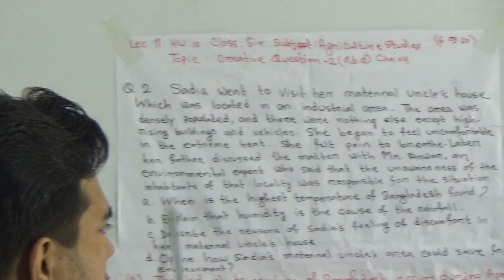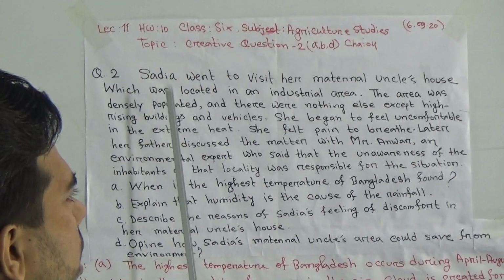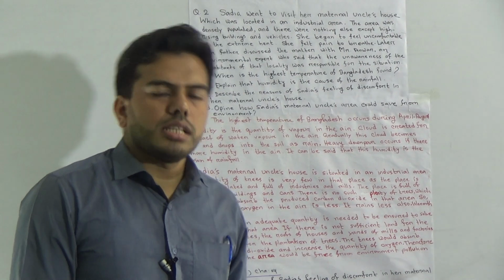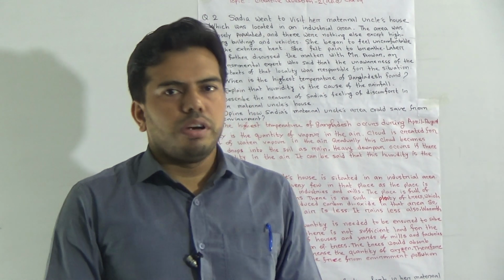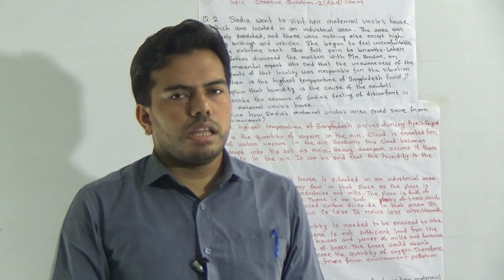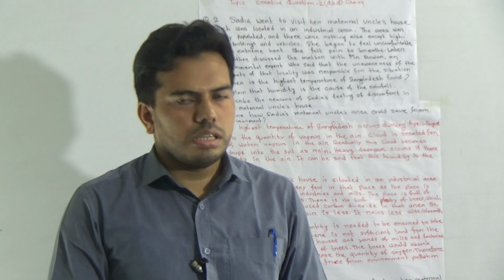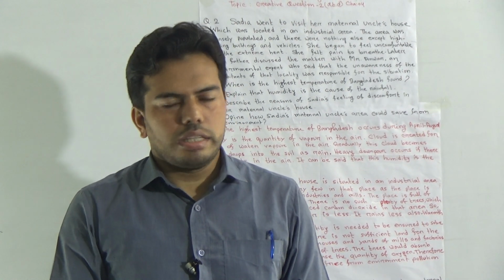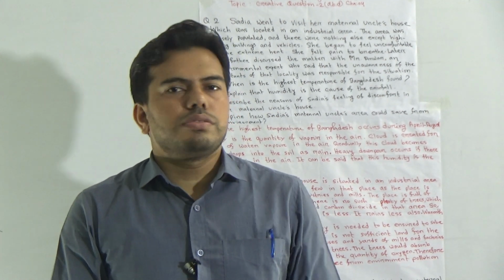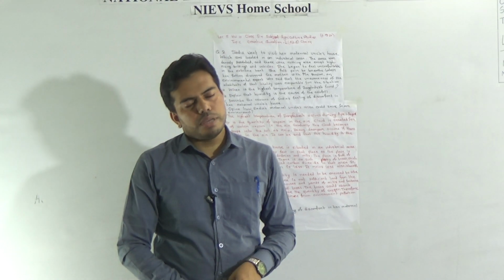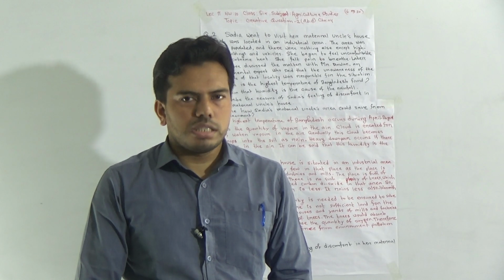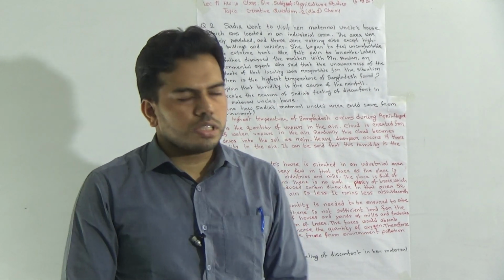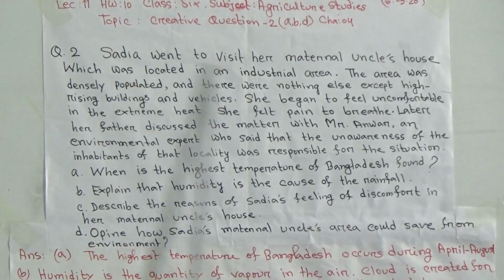First of all, there is a stem. The stem is about Sadia and her visit to her maternal uncle's house. Her maternal uncle's house is located in an industrial area where there are very few trees and lots of high-rising buildings here and there, and lots of vehicles. That's why the quantity of oxygen in the air is very less. Hence, she felt discomfort visiting her maternal uncle's home. First of all, you need to read this stem carefully, then go to the question answers.